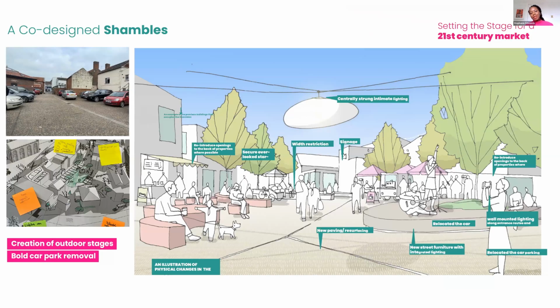But we not only left it at those workshops. In the final report and the master plan, we have co-designed spaces. We have an active plaza space that looks at the creation of an outdoor stage and bold car park removal, having places for young people to essentially own and use and play and act, but also with lighting and security and activity, and also having that activity program that goes along with the physical.